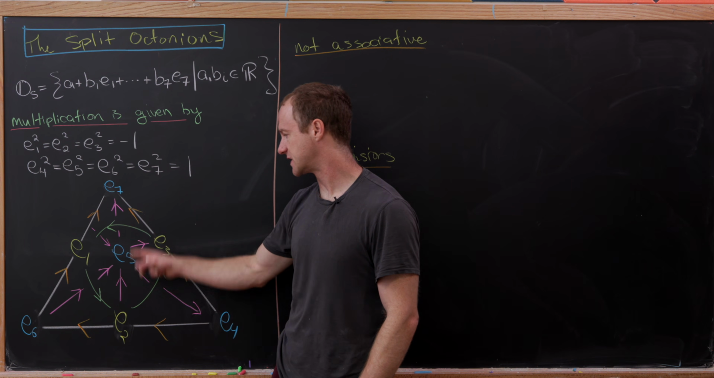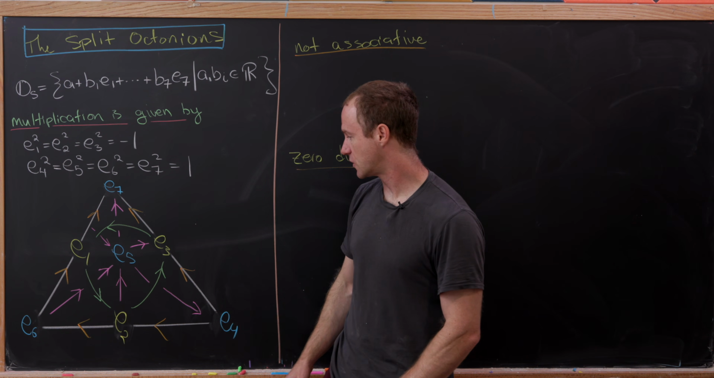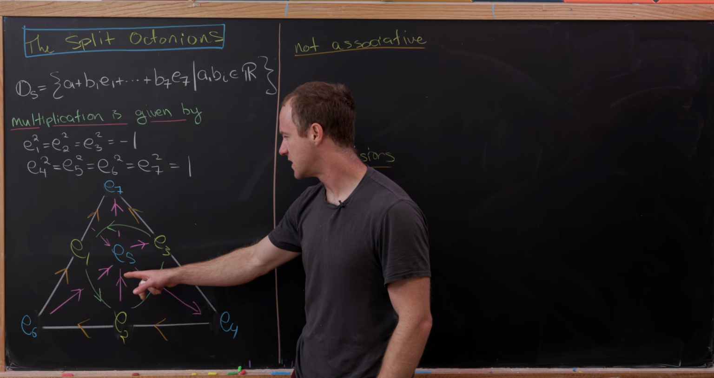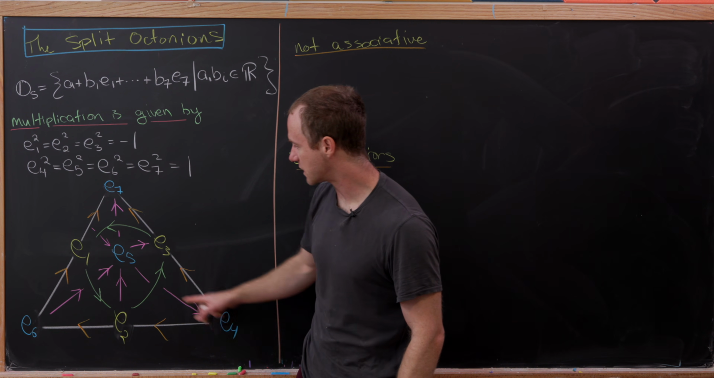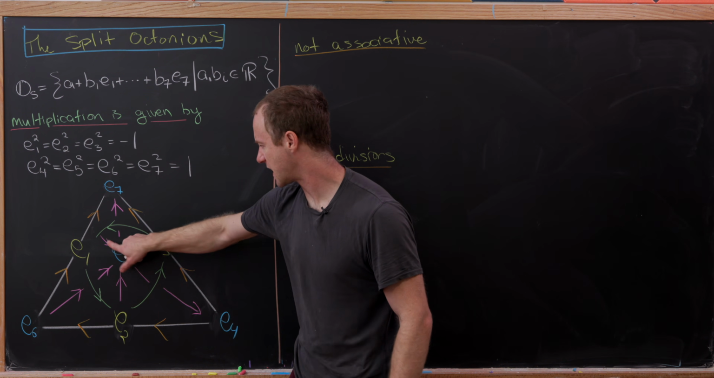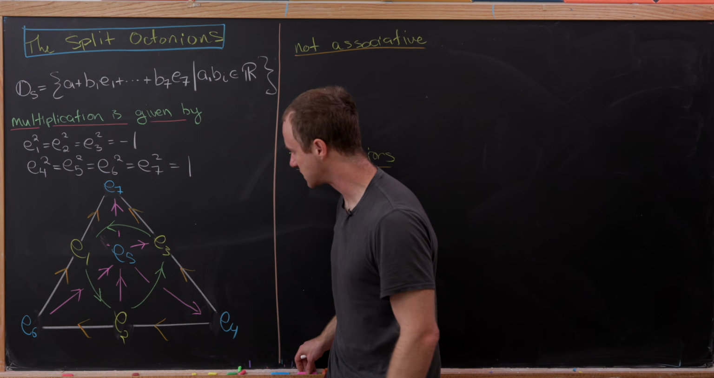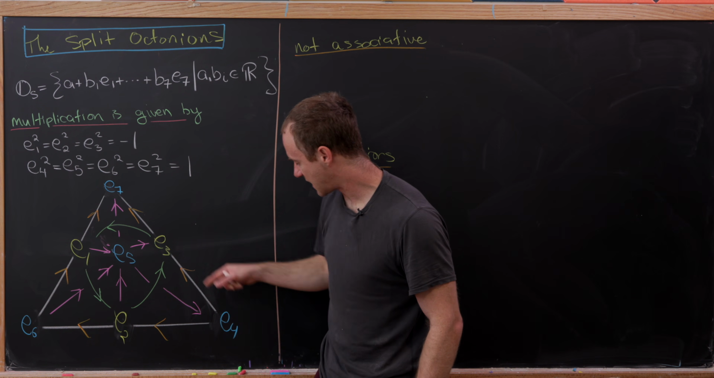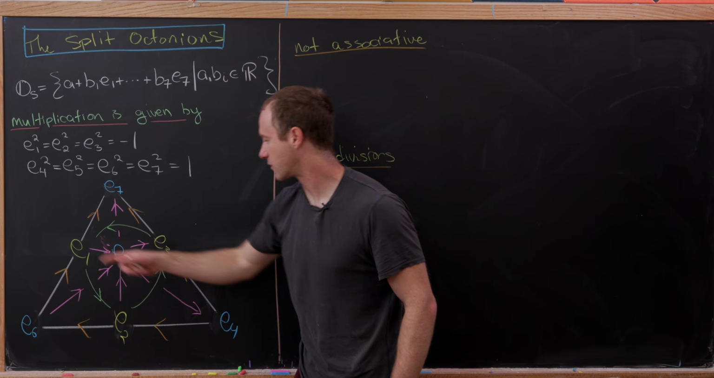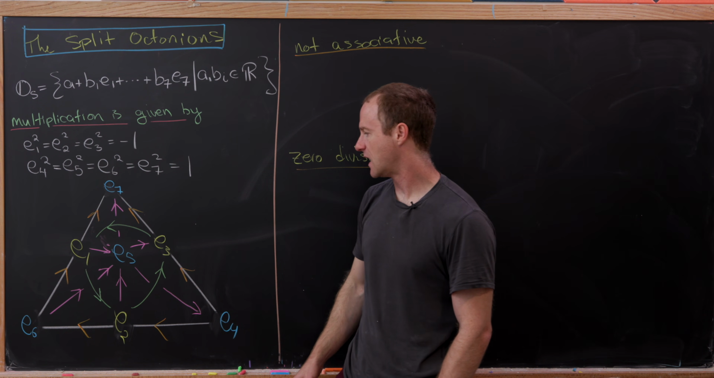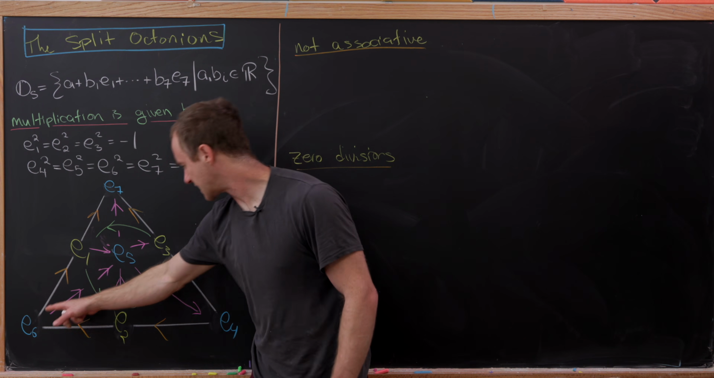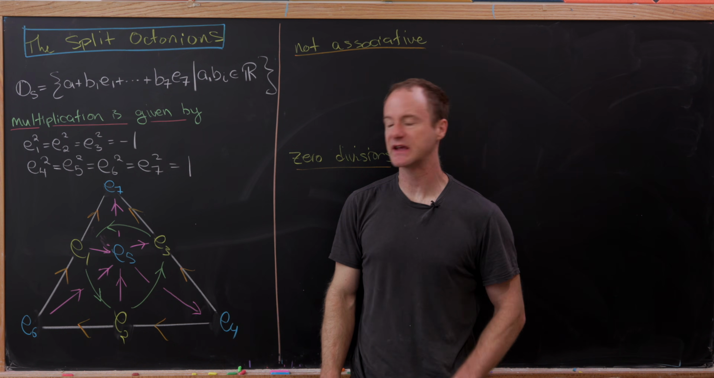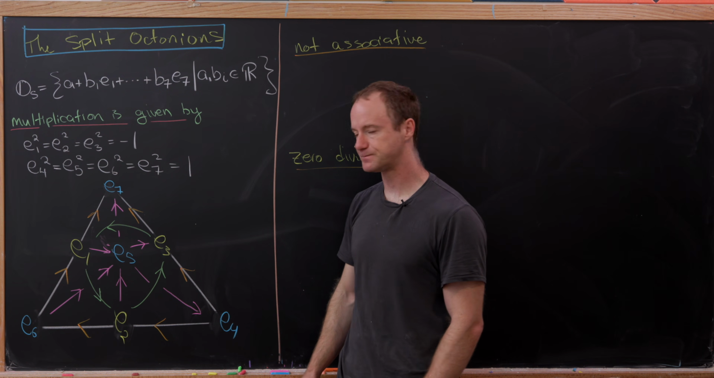Furthermore, all of these are considered to be loops. So for instance, E5 times E4 is equal to E1. So that arrow should have started at E1. So let's fix that. And that's because E5 times E4 loops back around to E1. And furthermore, E5 times E6 is -E3 because that's going in the opposite direction.